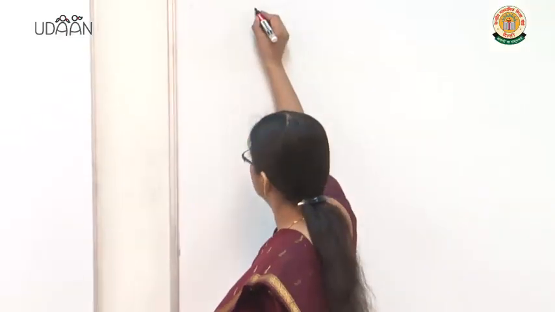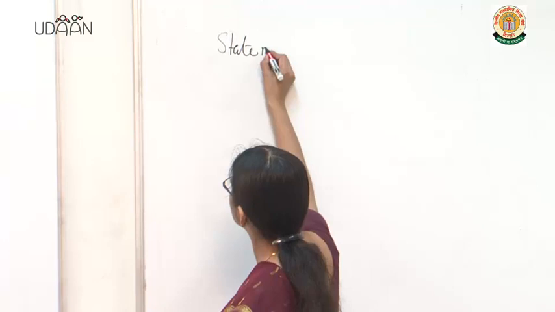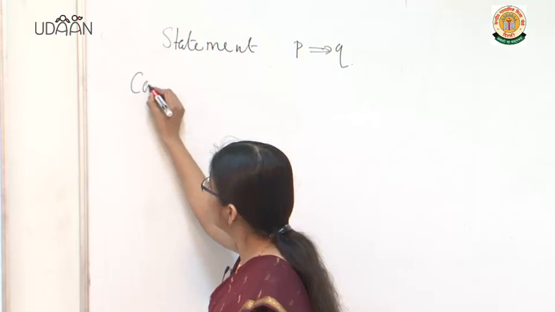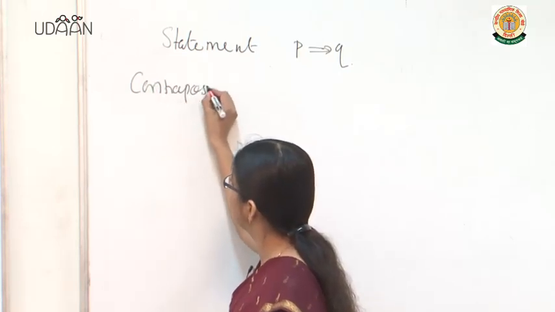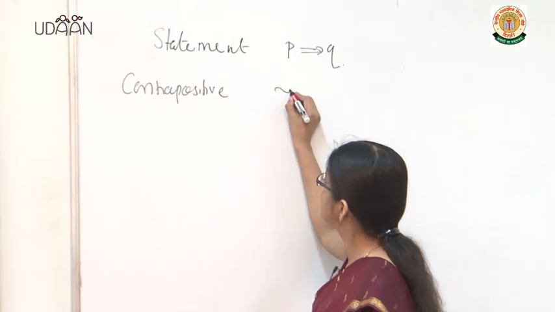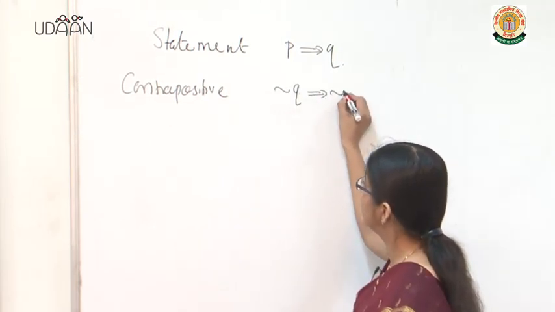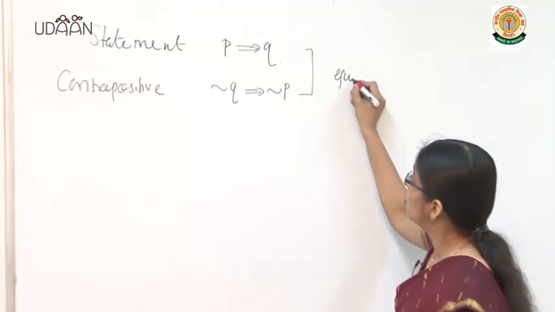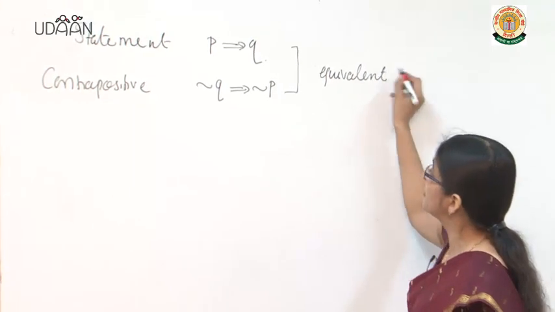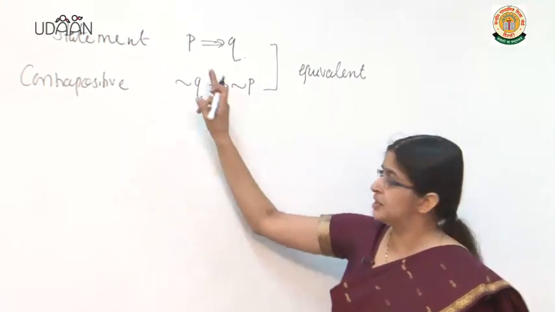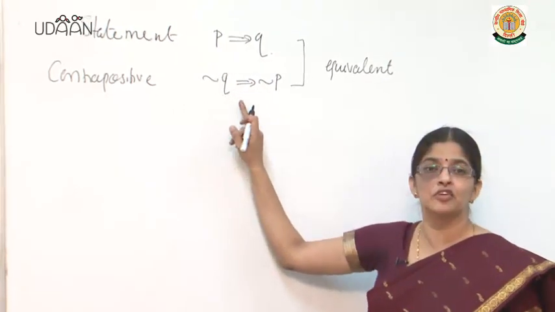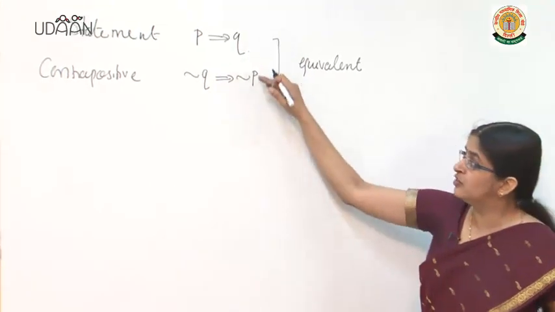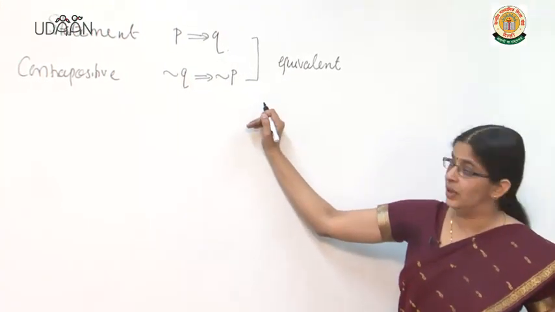Let's discuss some more properties. Consider the statement P implies Q. The contrapositive of the statement is negation of Q implies negation of P. You can see that these two statements are logically equivalent. How do we prove they are logically equivalent? Make the truth table for P implies Q and negation of Q implies negation of P. You can see that the truth values of these two statements are identically equal.